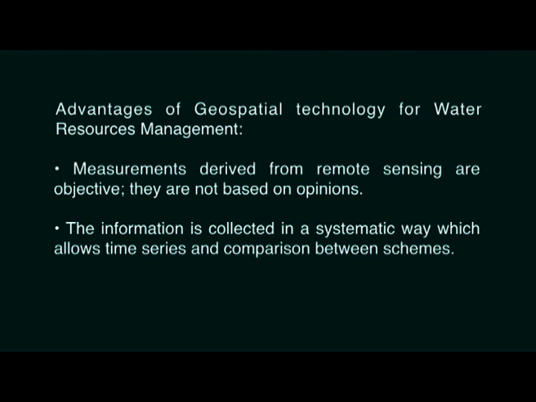Then the second thing: the information is collected in a systematic way which allows time series and comparison between schemes. That is, we know that when monsoon or rainfall comes, by how much the water levels in the dams and reservoirs increase. So, we can measure it on a timely basis, we can go for statistical analysis and comparison between schemes. That can be done.